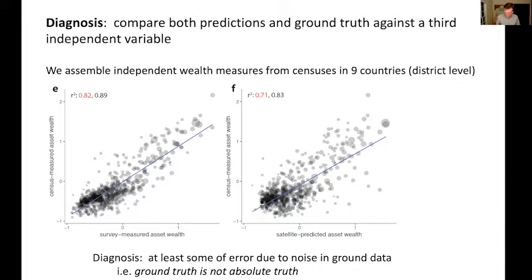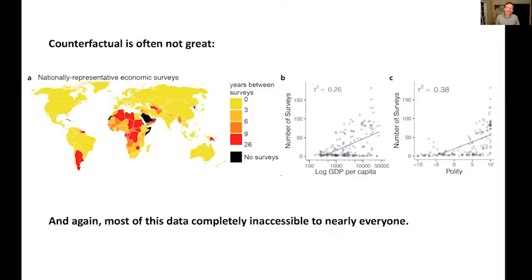Okay. So that's good news. That means the satellites are actually doing a pretty good job and maybe are on par with the quality of the ground measurements. Finally, let's think about the counterfactual. If we don't have satellites, what are we going to use? Again, in many places, this counterfactual is not great. We might never have had a survey. We might not have had one for 20 years.